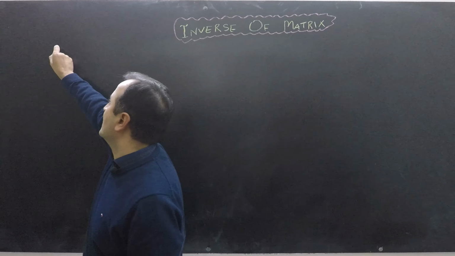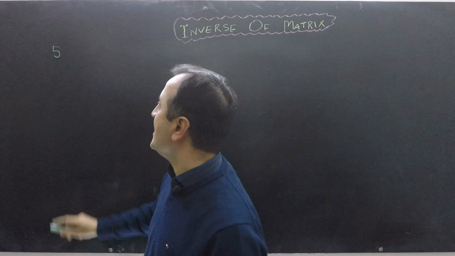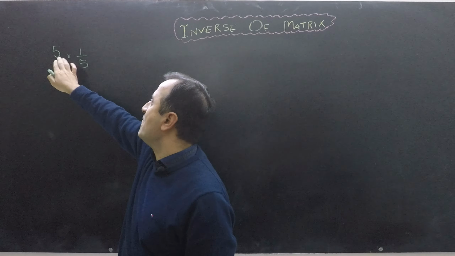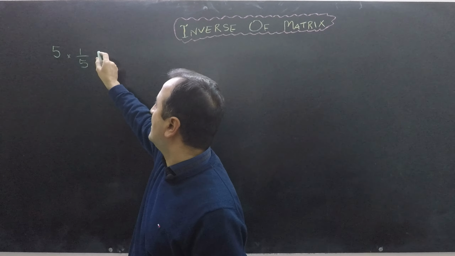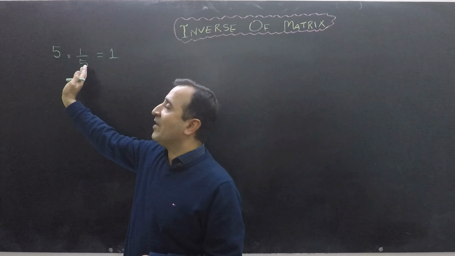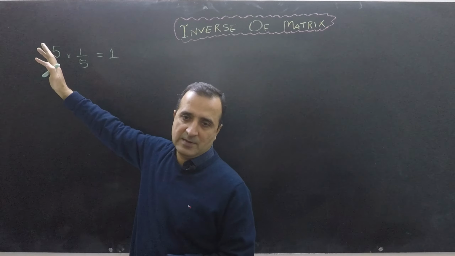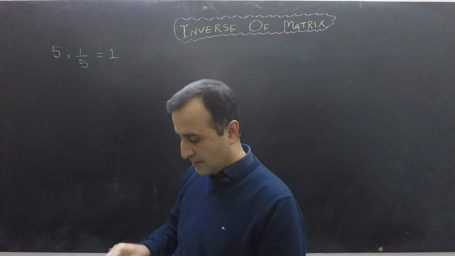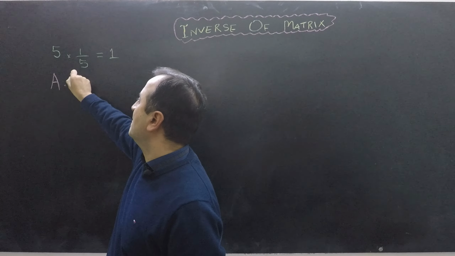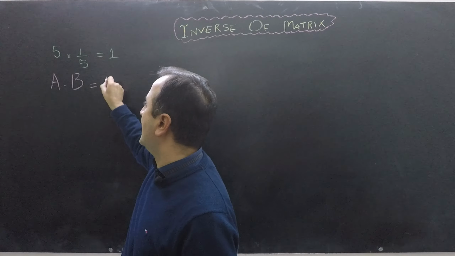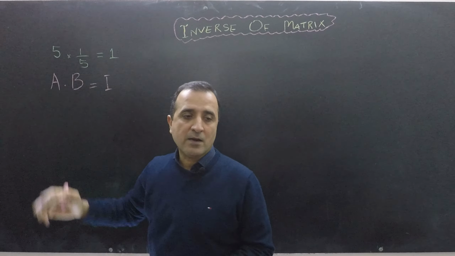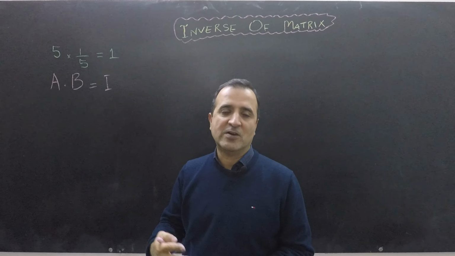So let's say I have a number 5, and I multiply that number 5 with 1 over 5. Then obviously 5 and 1 over 5 cancel each other, and my answer is going to be 1. So in this case, I can say that 1 over 5 is the inverse of 5, right? Similarly, in case of matrices, if I have a matrix A and I multiply that matrix with a matrix B, and my answer is the identity, like a 1 matrix, then I will say that A and B are inverse of each other.